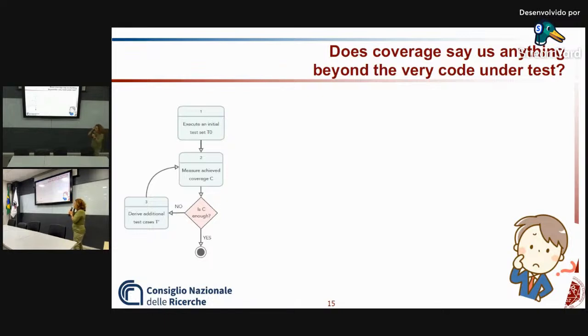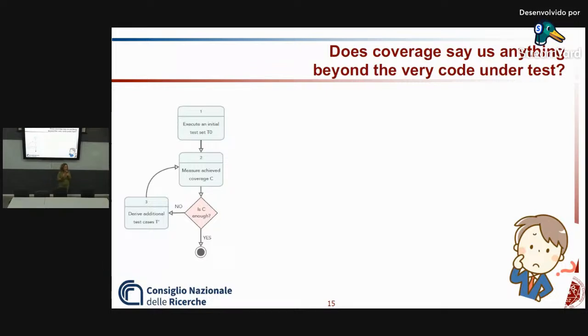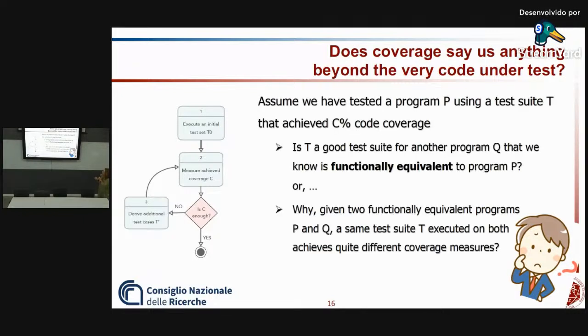So, continuing on this reasoning, what does coverage testing tell us about the code that we test? At a certain point, we started discussing that if we have two programs that are functionally equivalent, two programs that are conceived to implement the same specification, and we have a test suite that covers the code of one program P, does this coverage tell us anything about a different program Q that is equivalent to the first one?